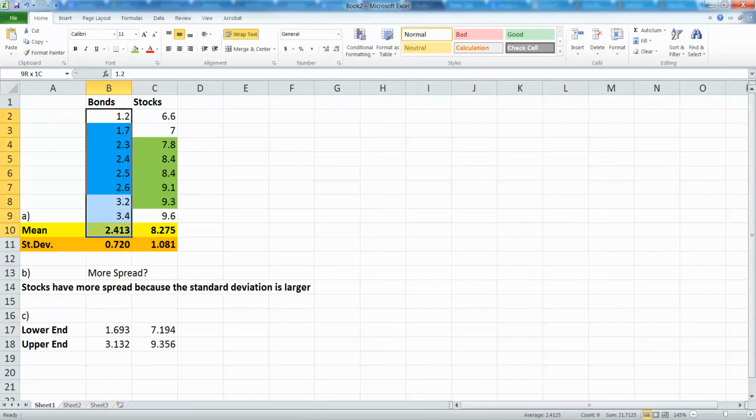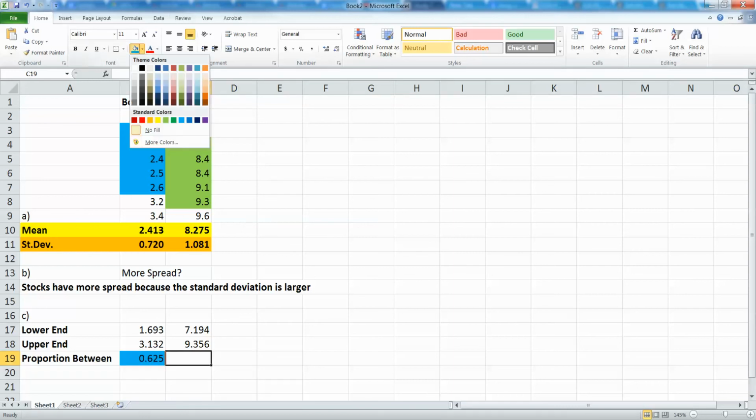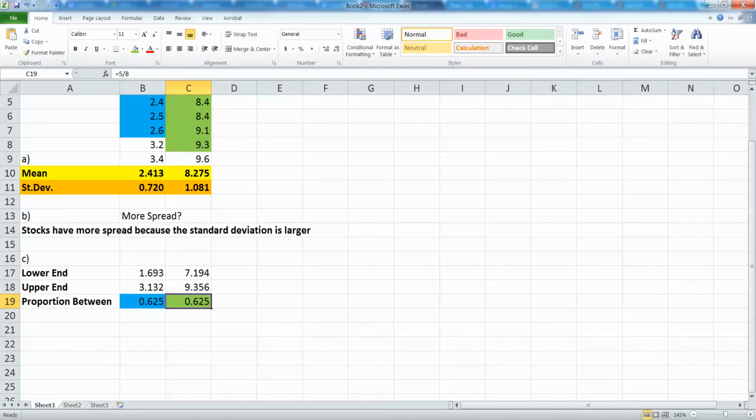So we have 8 scores altogether. 5 of them lie between. So this would be 5 divided by 8, so 0.625. So proportion between would be 5/8 for the blue, because there's 5 there out of 8 total. For the green, it would also be 5/8 because there's 5 there that are between 7.19 and 9.356. So in this instance, it's also 5 divided by 8 because there's 5 green ones out of 8 total. All right, so that's part C.